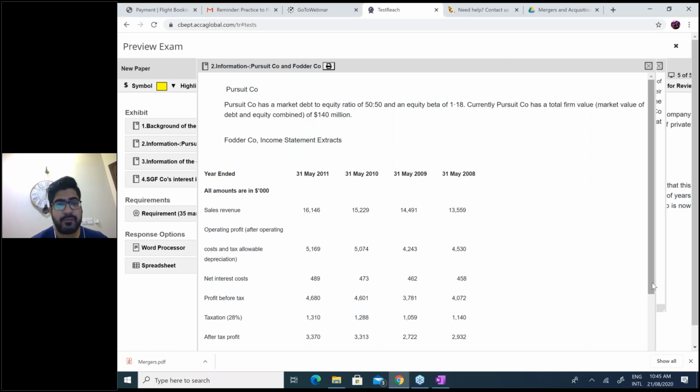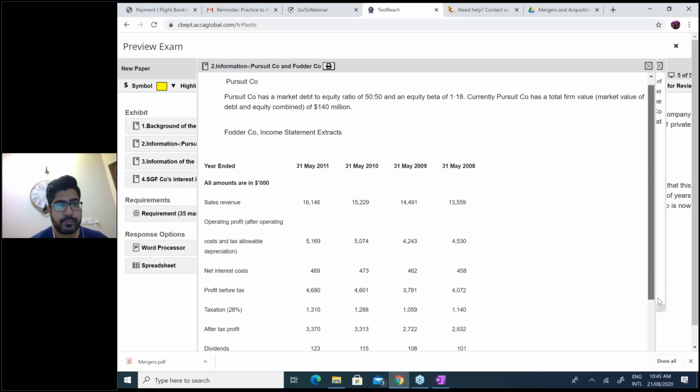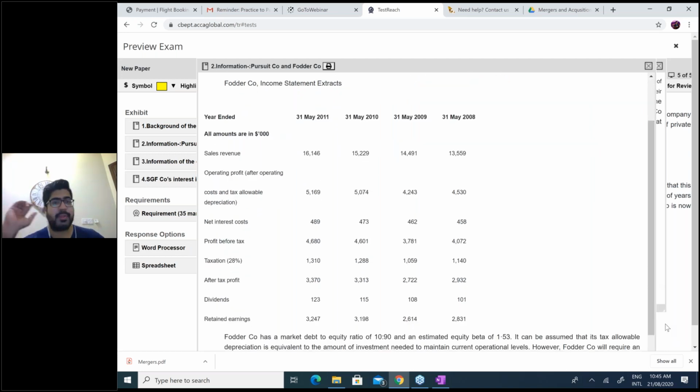Now you're given information about Fodder company. Let's check the Fodder company information. Now, as it seems, 4-year data of Fodder company is given. 31st May 2011 year end, then 2010, then 9, then 8. Revenue from right to left from 2008 to 2011 has been steadily increasing. 13559, 14491, 15229, 16146. Okay.